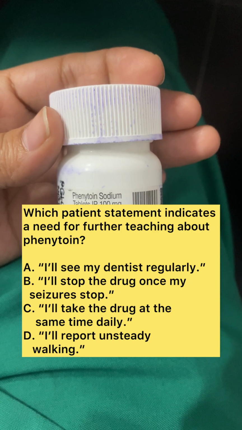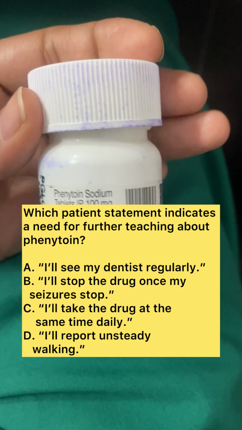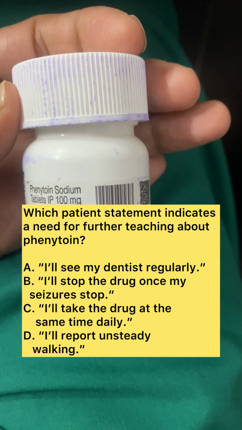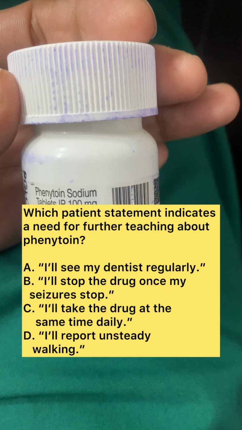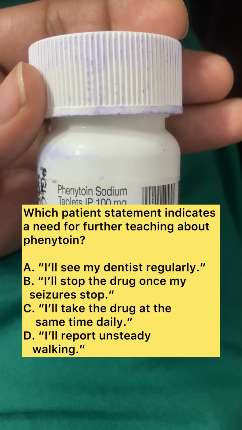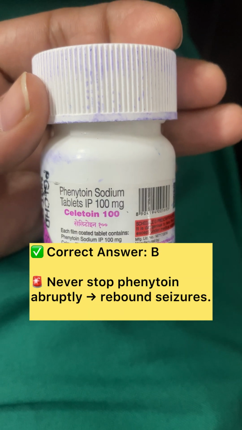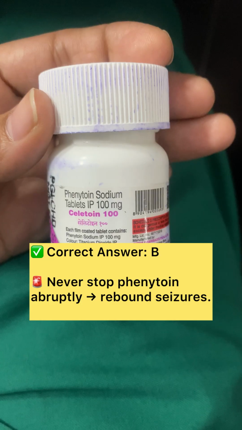Which patient statement indicates a need for further teaching about phenytoin? I will see my dentist regularly. I will stop the drug once my seizures stop. I will take the drug at the same time daily. I will report unsteady walking. So the correct answer is B. Never stop phenytoin abruptly. It can lead to rebound seizures.